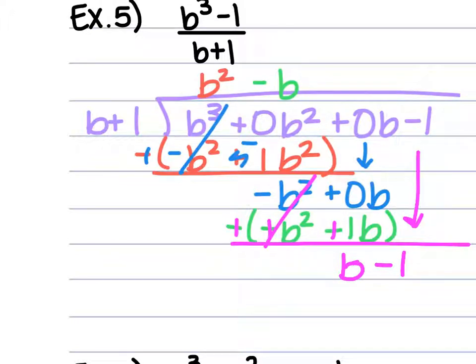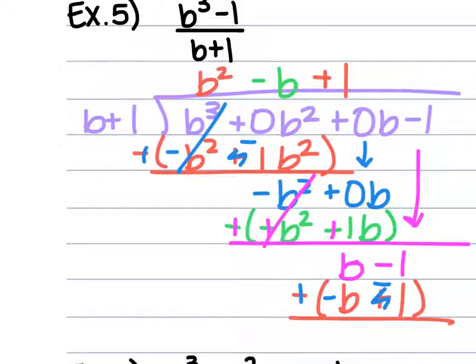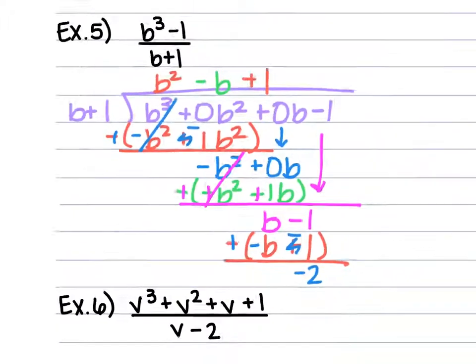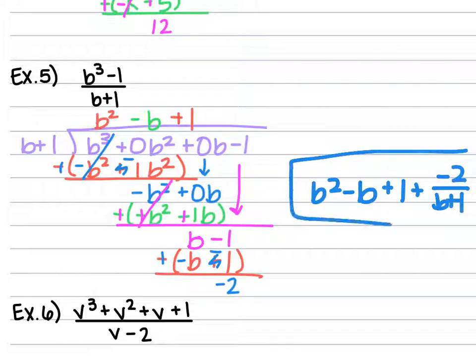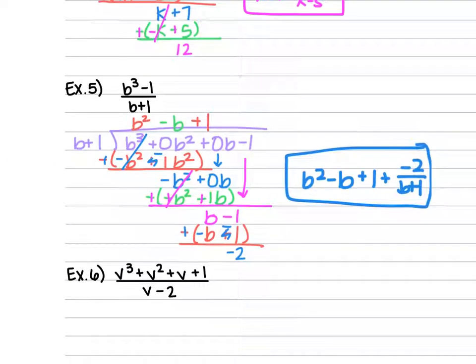So b times what is b? That's a positive 1. I'm going to rewrite that underneath and subtract or add the opposites and get negative 2 as my remainder. So my answer for this one is b squared minus b plus 1 plus negative 2 over b plus 1. So see if I did this correct, or I did. But the negative 2, that's our remainder. Since it has that negative on there, it's going to stay with that 2 in the numerator.